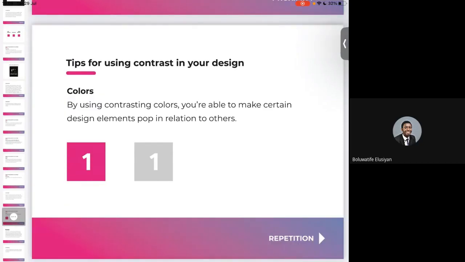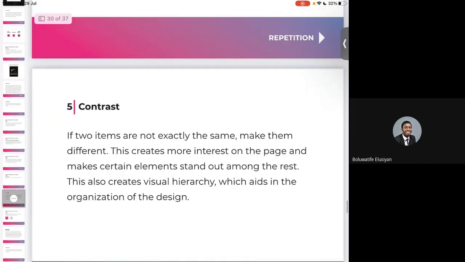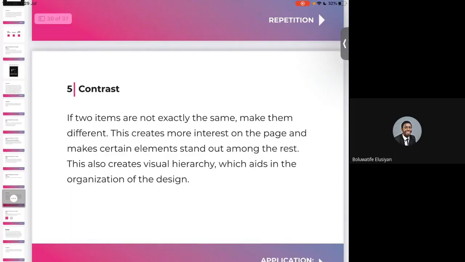So now let me explain what contrast means. If you have been following the class well so far, you already have an idea of what contrast means. Contrast is using different design elements to signify different contents, different types of contents. Let's look at our example.